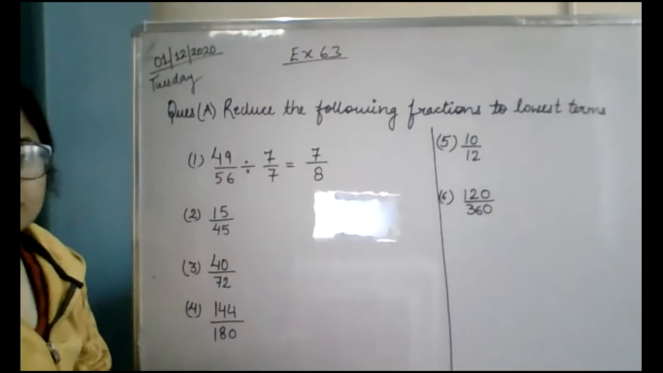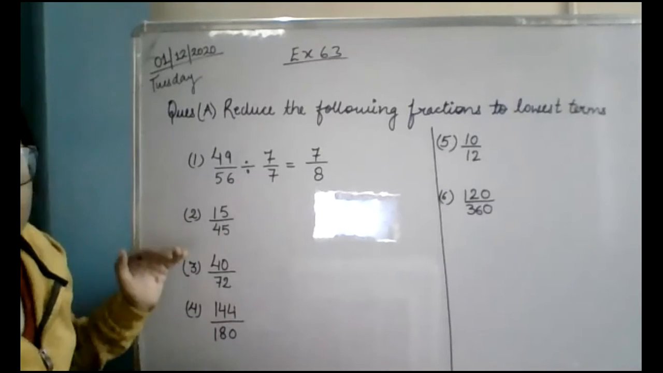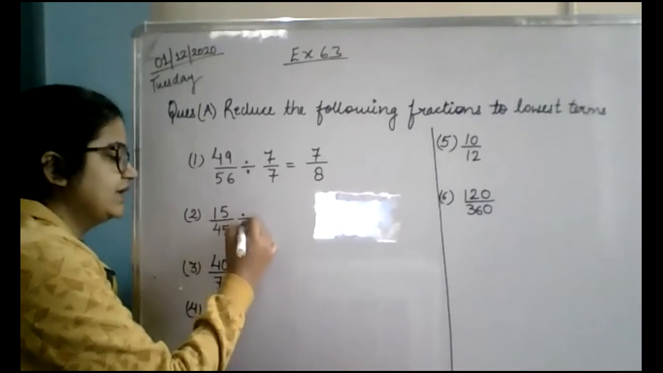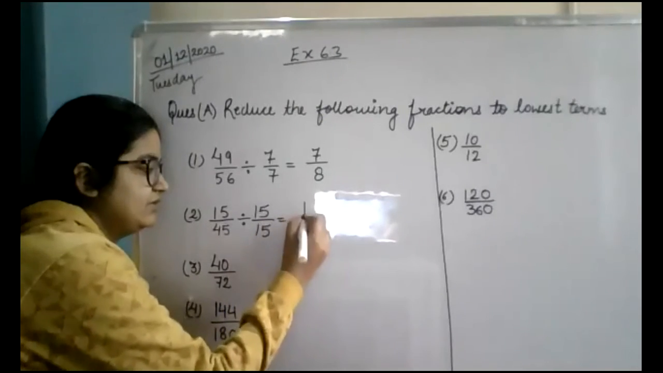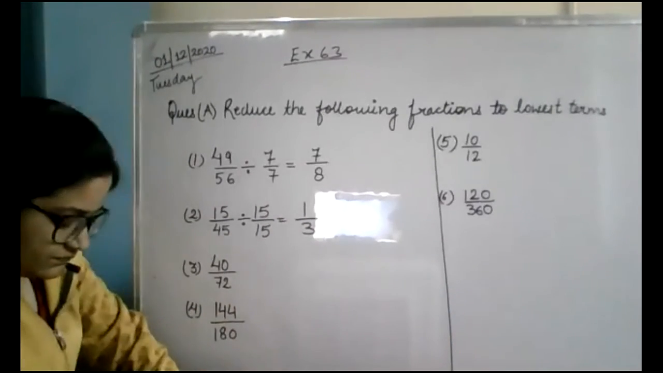See here, next question. 15 and 45. Some of you are saying 15 and 45 come in the same table. Obviously, they can come in the same table. You can do it directly also. You can divide both by 15. Then 15 ones are 15 and 15 threes are 45. 1 upon 3 will be the answer.